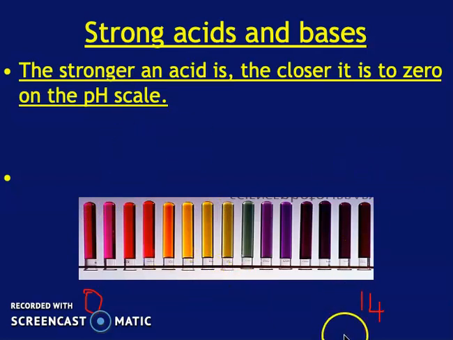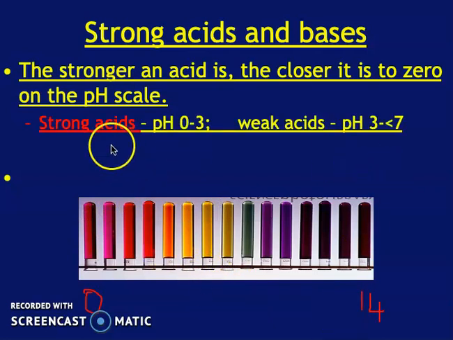Okay. Again, I've color coded some things here. So strong acids is essentially in red, pH 0 to 3. Weak acids is in yellow. So this is yellow writing or yellow pen or yellow highlighter if you have it. And it goes from pH 3 to just less than 7.